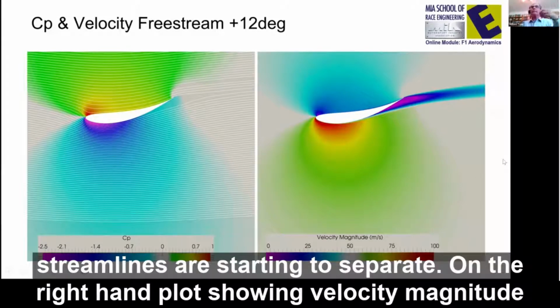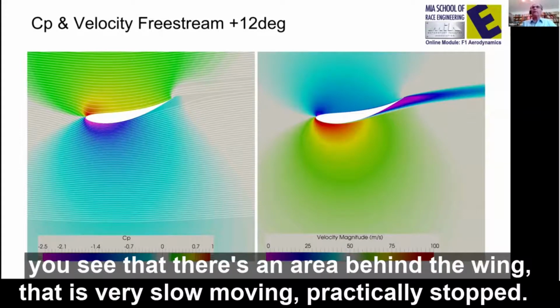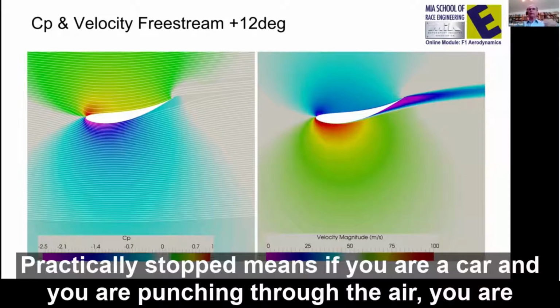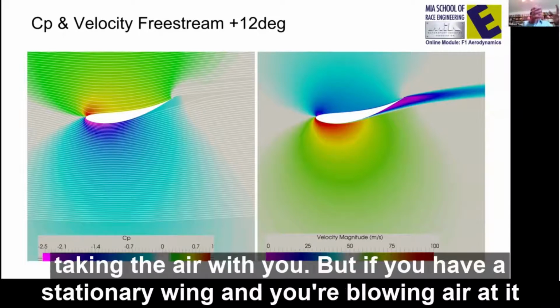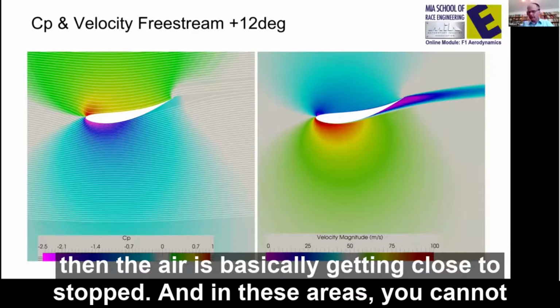And on the right-hand plot showing the velocity magnitude, you see that there's an area behind the wing that is very, very slow moving, practically stopped. Practically stopped means if you are a car and you are punching through the air, you are taking the air with you. But if you have a stationary wing and you're blowing air at it, then the air is basically getting close to stopped.